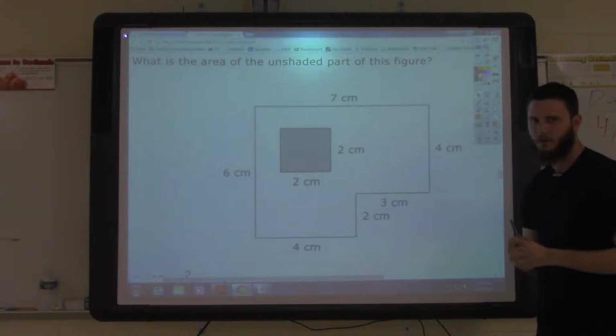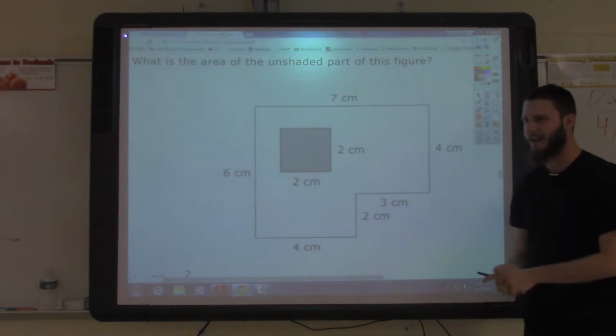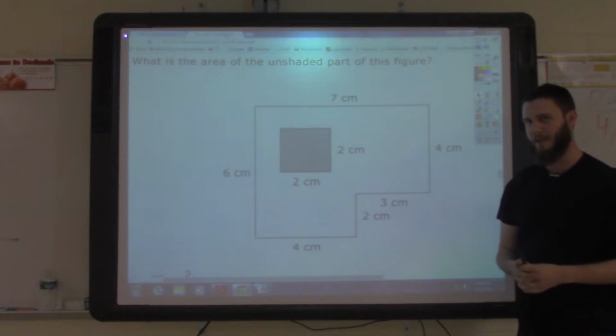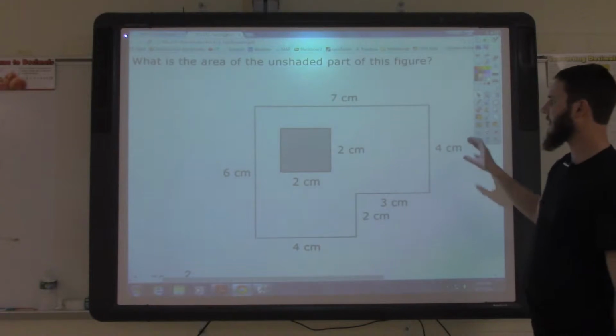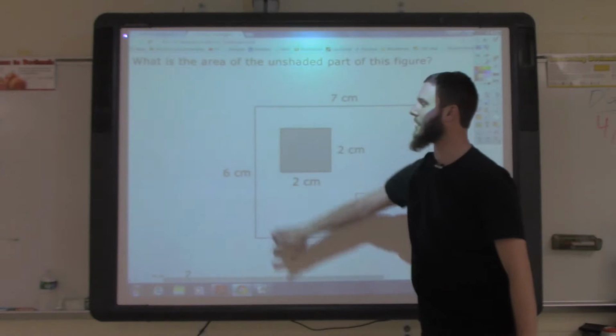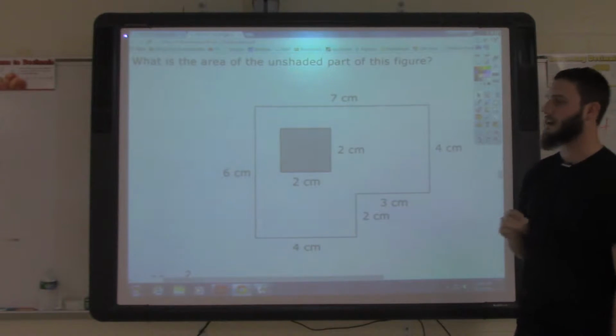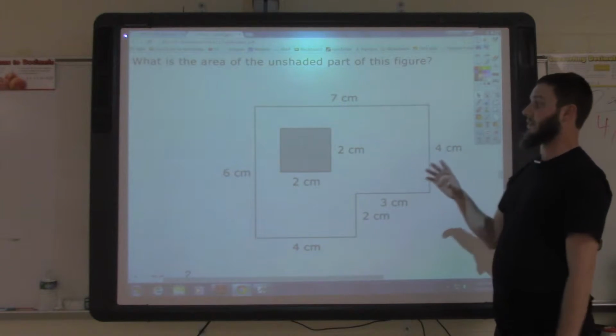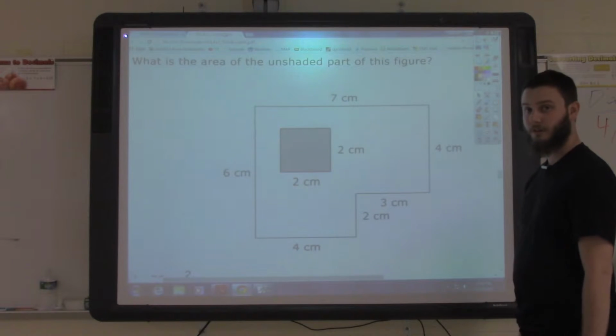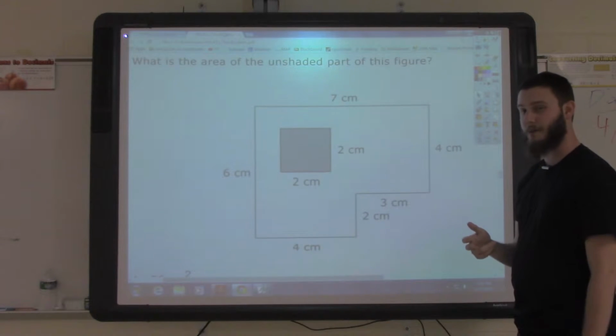Let's check them out. So this is a problem that actually came up on a recent homework assignment that I handed my class. This shape has a nice L shape and it wants to know the area of the unshaded part of this figure. This problem threw a lot of my students for a loop, and I want to work through it with you guys.